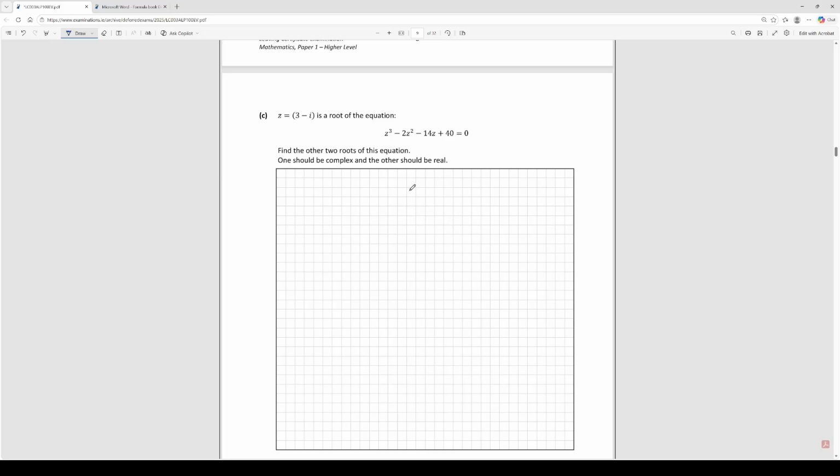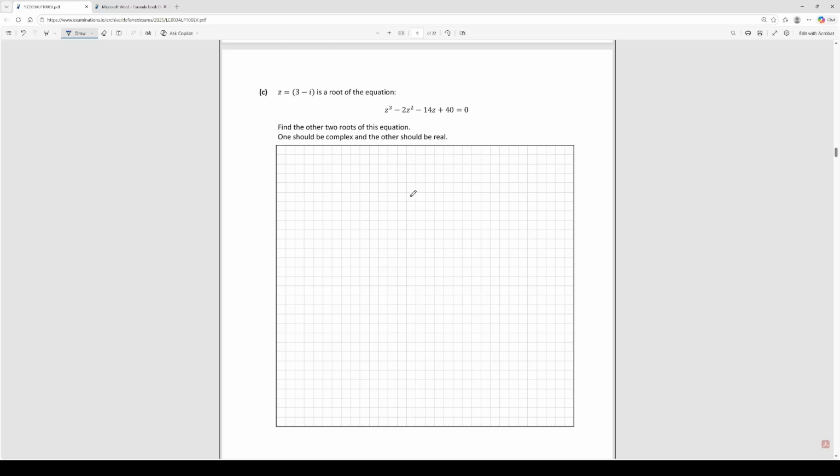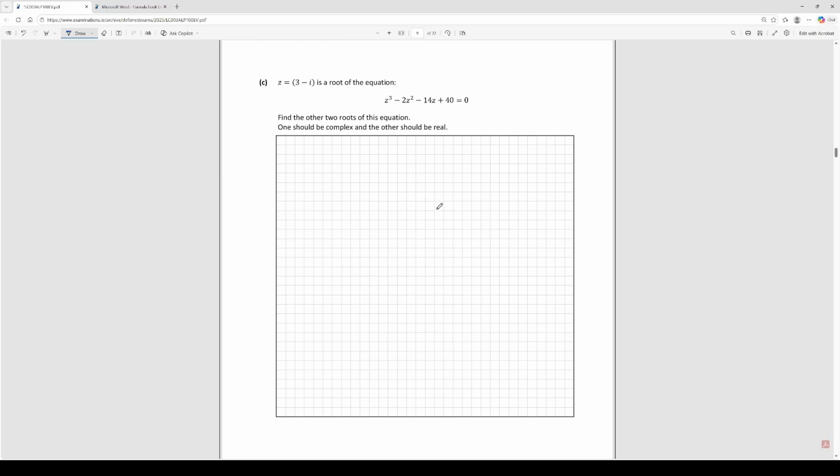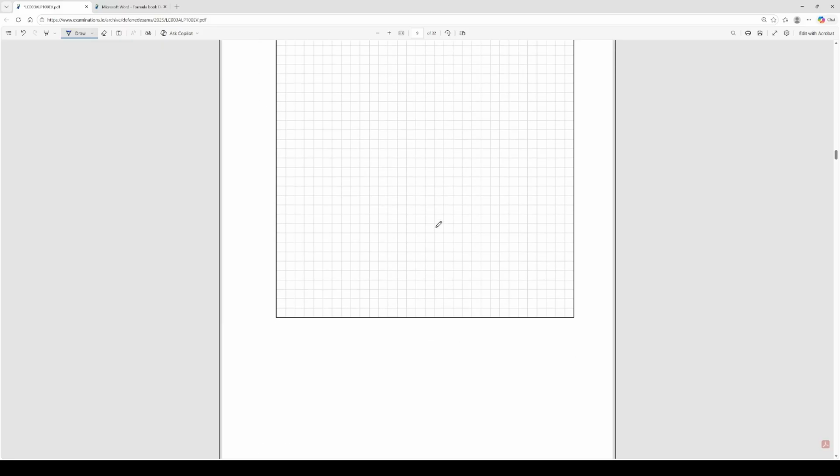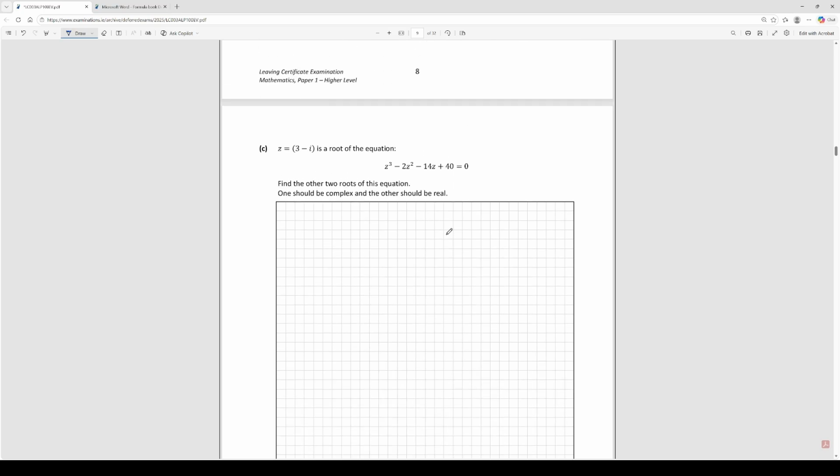This is a root, a root I can sub in and get 0. Find the other two roots. Now this is kind of gnarly, I will say that, because this is factor theorem in complex numbers. So what we could do is just do normal factor theorem, where if this is a root, then we know that z minus 3 plus i is a factor, and we could do long division where we divide that into this, and then we would get a quadratic, and we would have to do the minus b on the quadratic, which is doable.